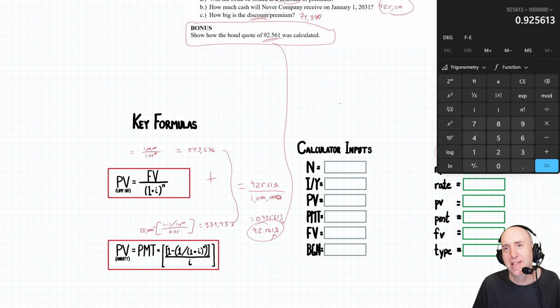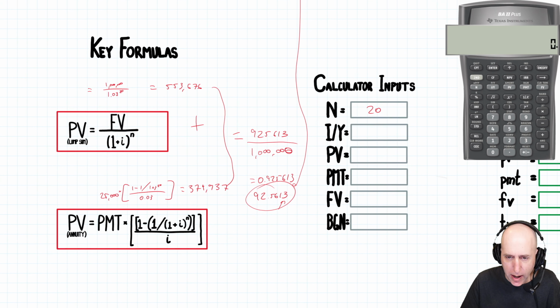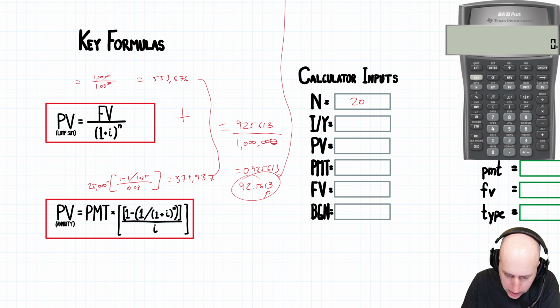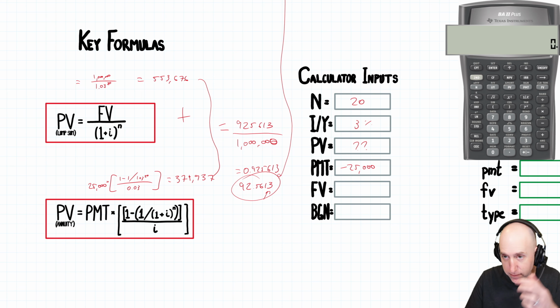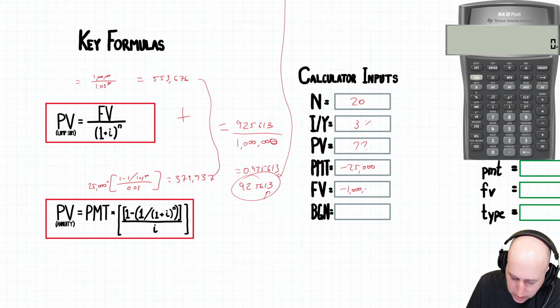Here's my BA2 Plus. I'll use some calculator inputs. The N is the number of periods, 20. The IY is our market rate of interest, which per period is 3%. PV is the present value, which we're solving for. PMT is the amount of the payment, which we said was $25,000. FV is the amount, and I'll put that in as a negative because I am making these payments. The FV is the amount we got to pay back at the end, which is the face value of the bond.